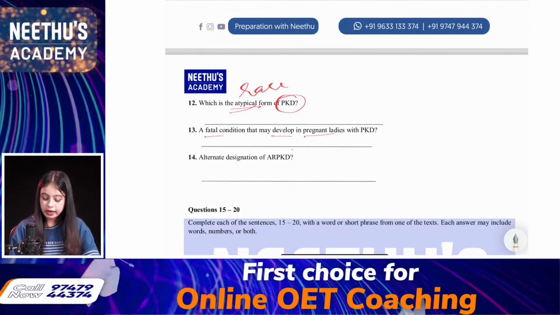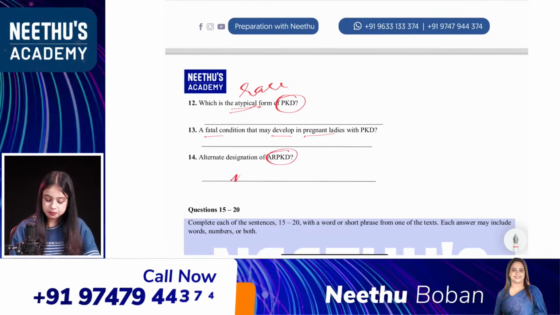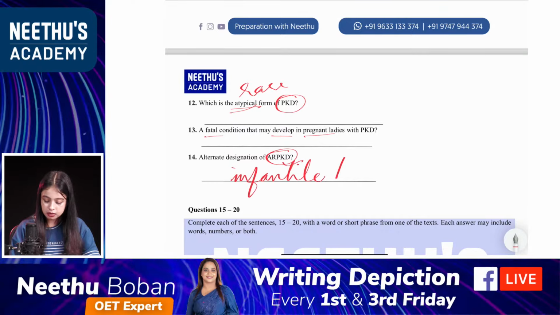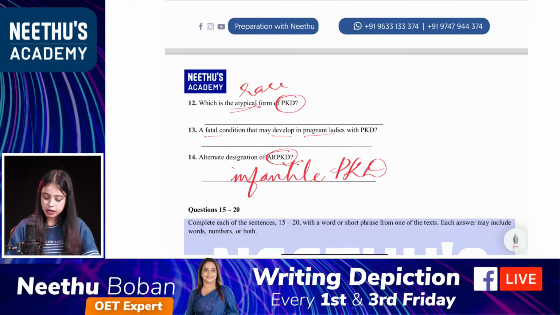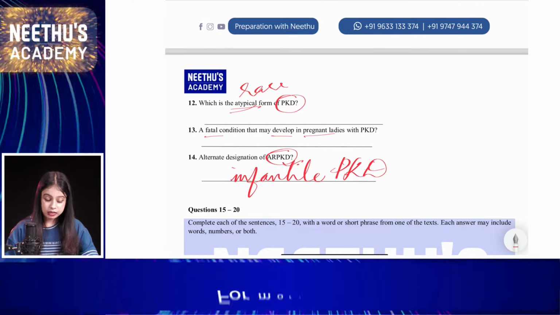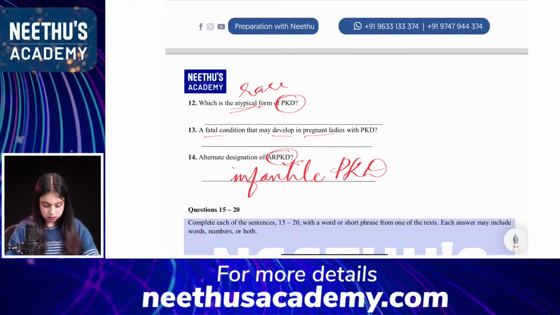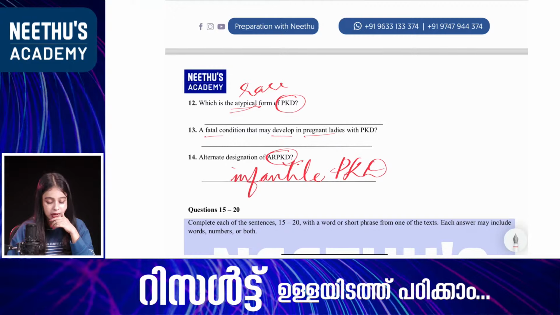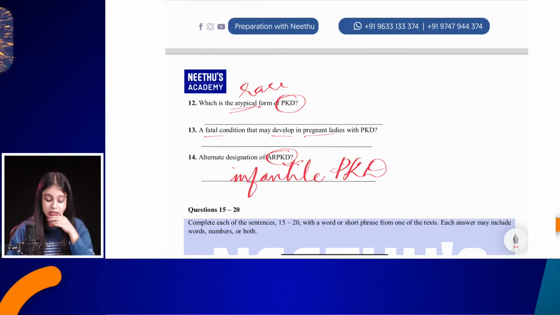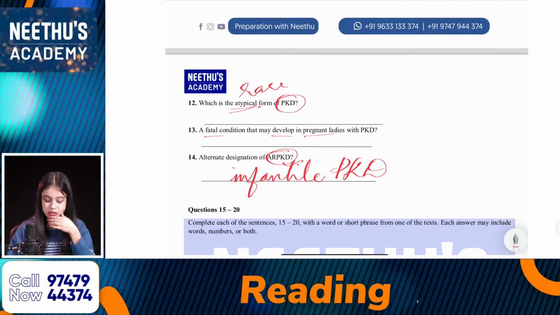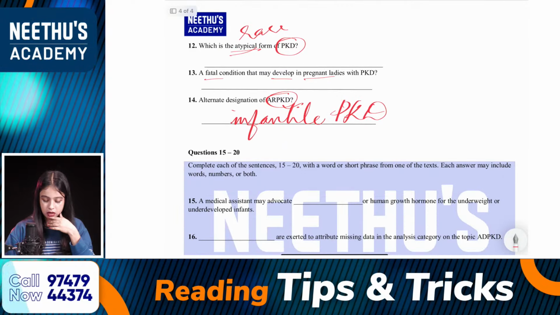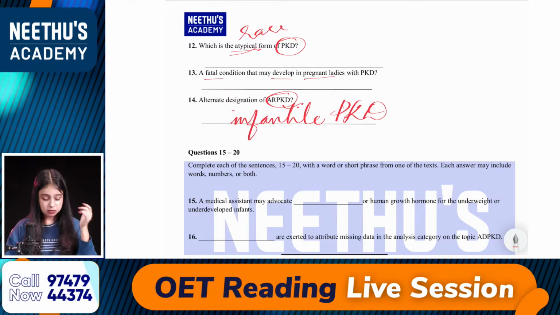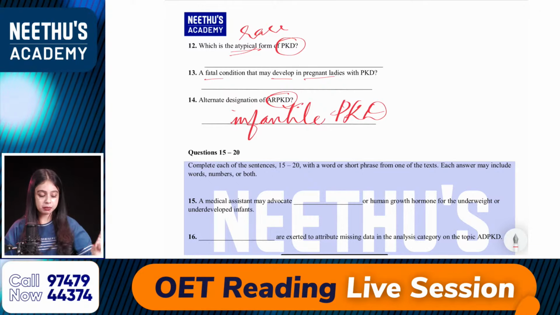No, sorry, it is ARPKD, so the answer should be infantile PKD. Yes, infantile PKD. Okay, Devi, why is it high BP? It is preeclampsia. Preeclampsia is the correct answer. So, the answer is infantile PKD.